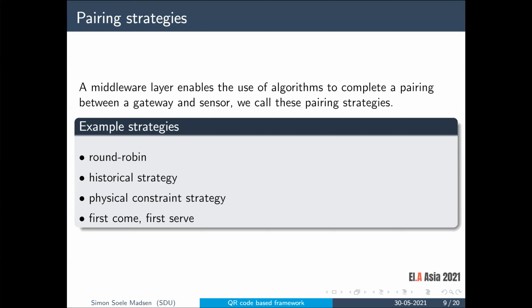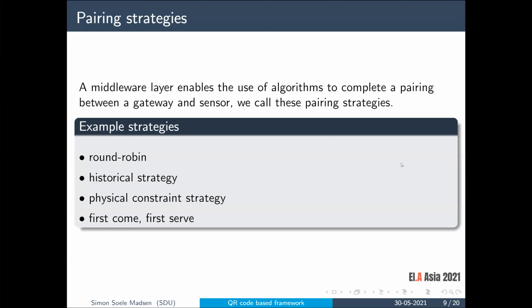So in the paper, we explore a couple of different strategies. We have round robin, for example, which is just a brute force method, which checks the individual signal strength one by one, and after the last gateway in the building has been tried, the sensor pairs with the most stable one. This strategy is a very slow one, but pairings usually last for a long time, so maybe that's not an issue.